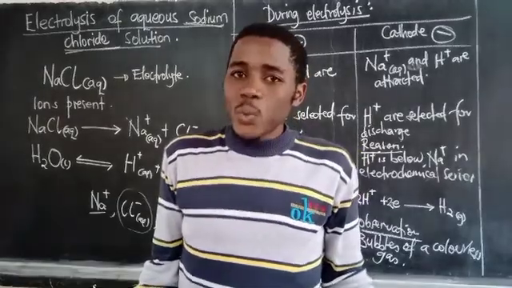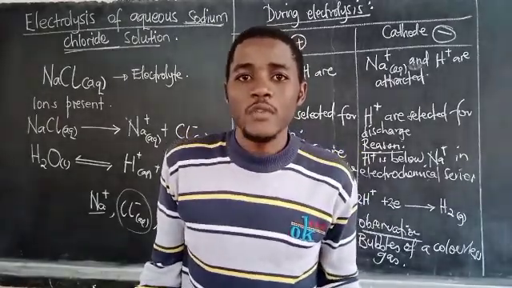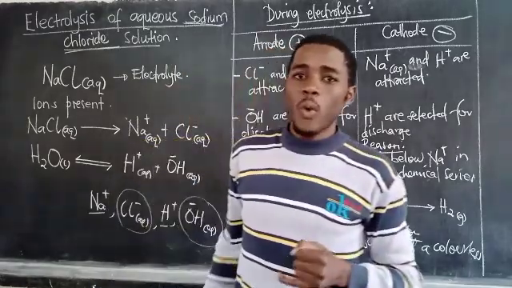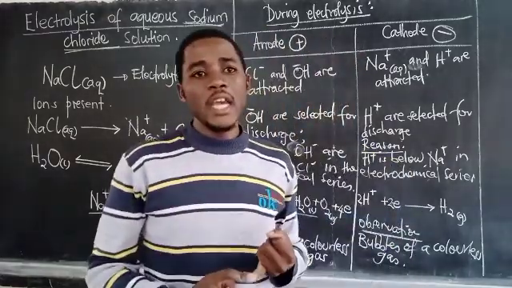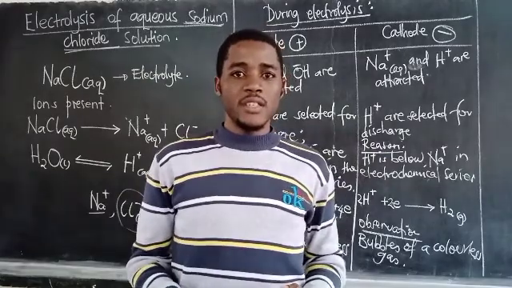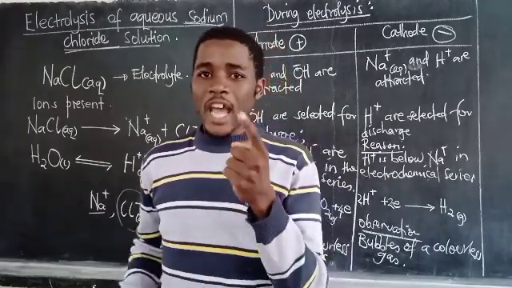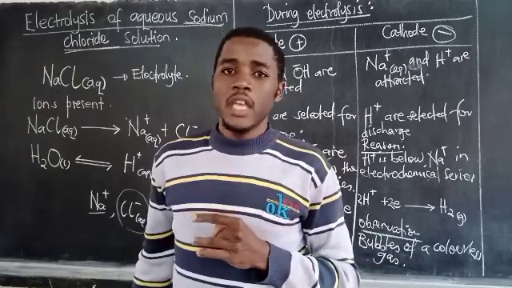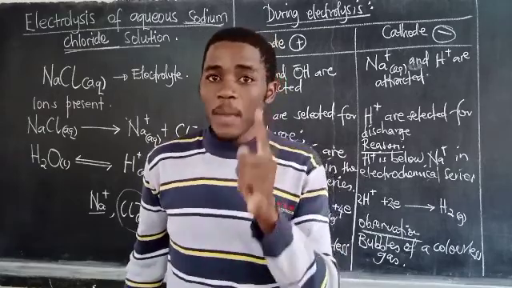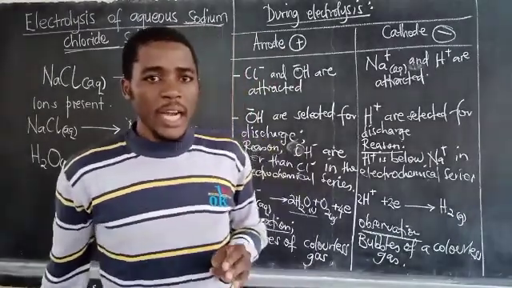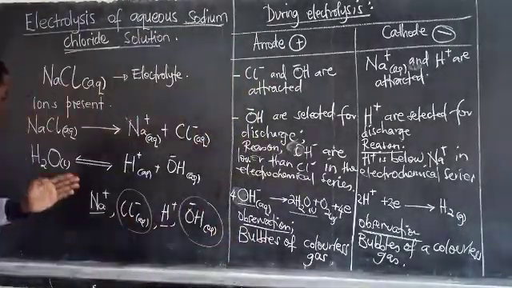The factors which affect selective discharge of ions are 3. As we said, one of them is position of the ion in the electrochemical series. The other one is the concentration of the ion in the electrolyte, and the last one is the type of electrode that you use. Meaning, we shall now go back and look at this.